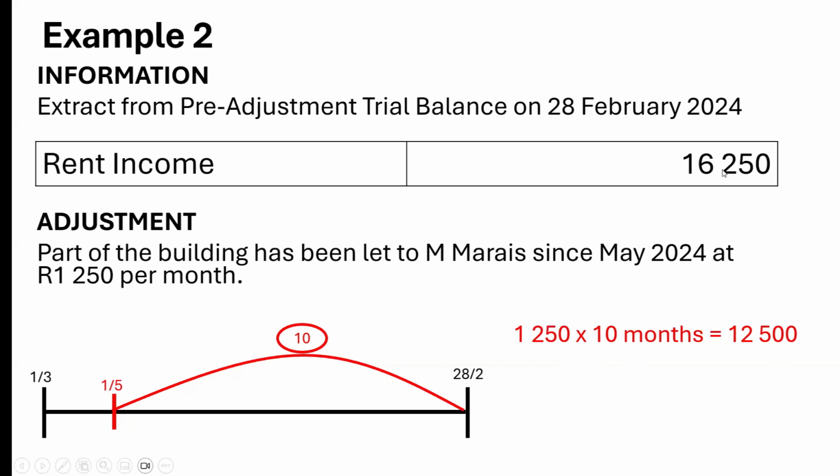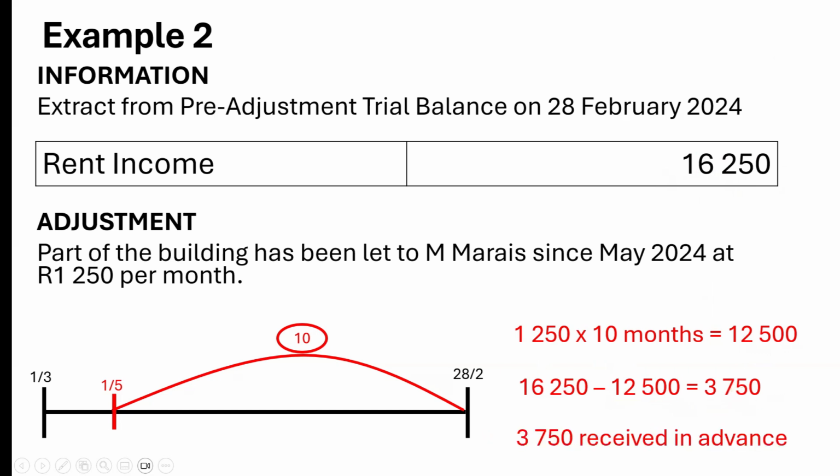We have 16,250. We have too much. You see, we're supposed to have 12,500. We've received 16,250. This means we have received in advance. So then I'm going to take that 16,250 minus the 12,500, and I see that the difference is 3,750. This means that 3,750 was received in advance.